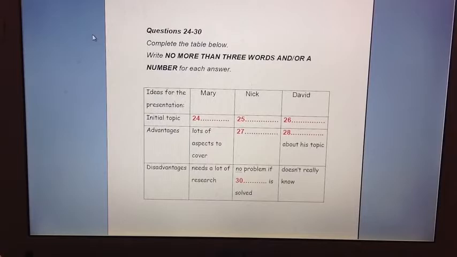So, for example, now you know that when you listen to Mary saying lots of aspects to cover, you know that Nick will follow after that to give you the answer in question 27, so be concentrated. Again, the phrase lots of aspects to cover may be paraphrased. That is, Mary may not use these exact same words, but you'll definitely get the meaning, especially if you're focused. The same goes with question 28. The phrase about his topic that comes after may be paraphrased, but the meaning will be the same.